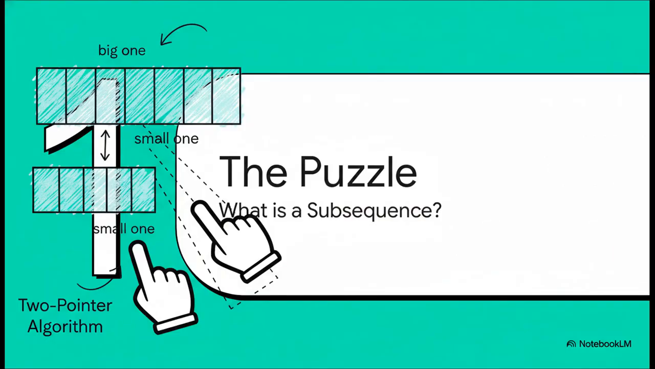All right, so let's define the puzzle. What exactly is a subsequence? Well, imagine you're given two lists of numbers, or arrays. One is the main, big array, and the other is a smaller sequence. Our job, our mission, is to figure out if that smaller sequence is hiding inside the bigger one. And this is the important part, with its numbers in the exact same order.